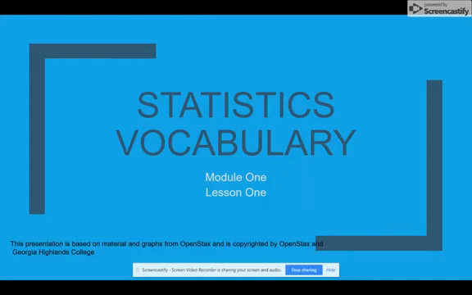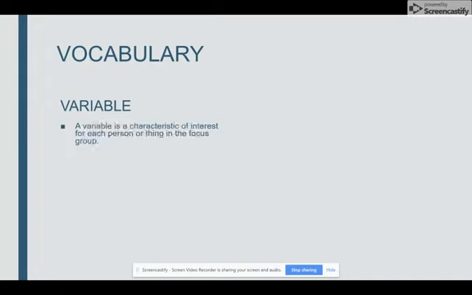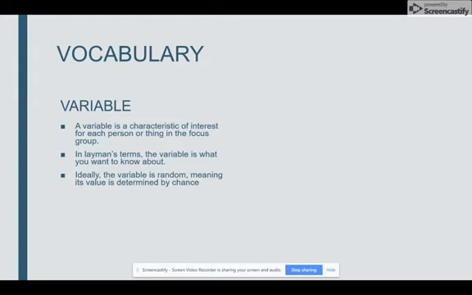All right, let's get right into the statistics vocabulary. The variable. A variable is a characteristic of interest for each person or thing in the focus group. In other words, it's really what you want to know about. And ideally, that variable is random, meaning its value is determined by chance. Some examples might be things like eye color, height, age, preferred soft drink, salary, political affiliation.